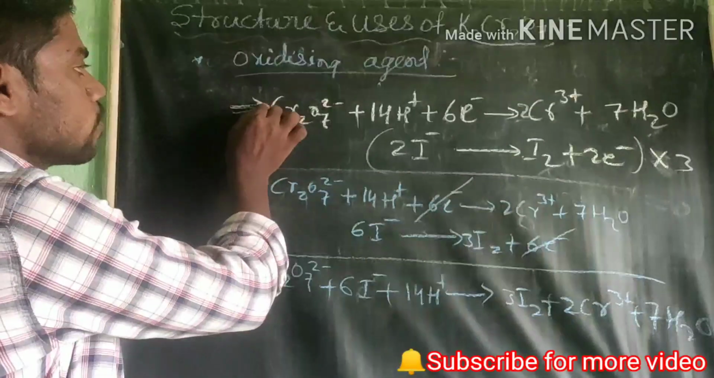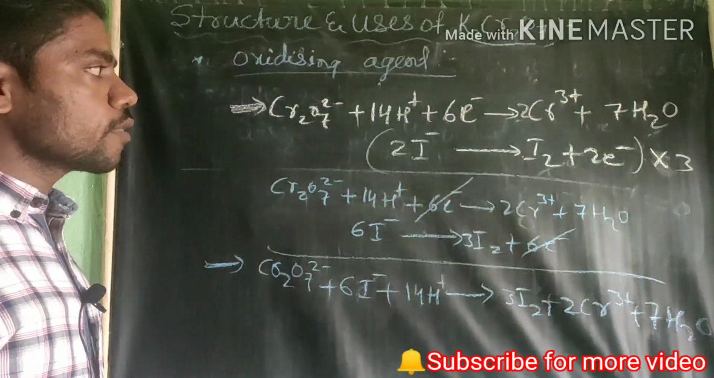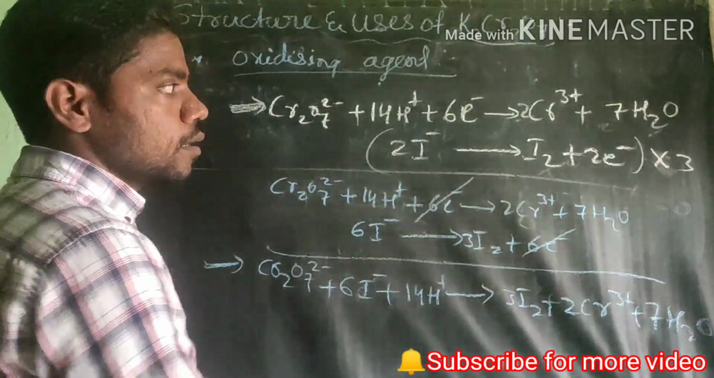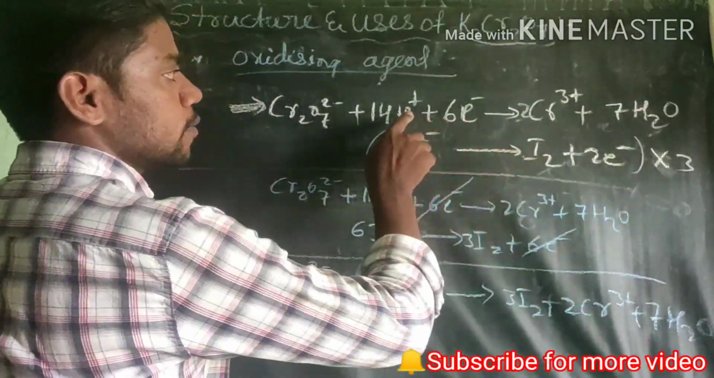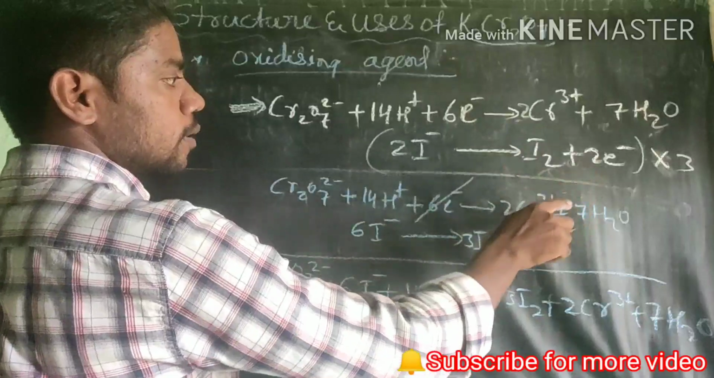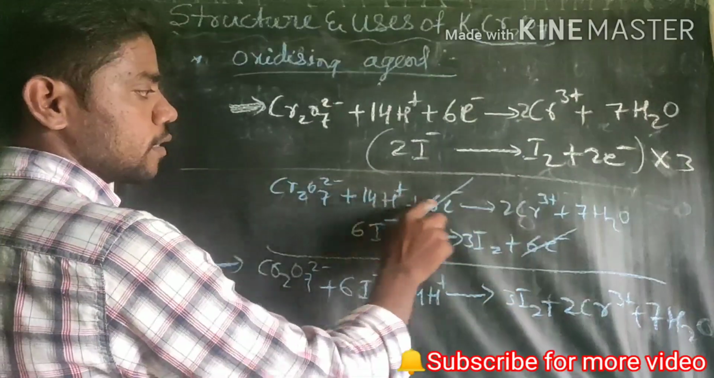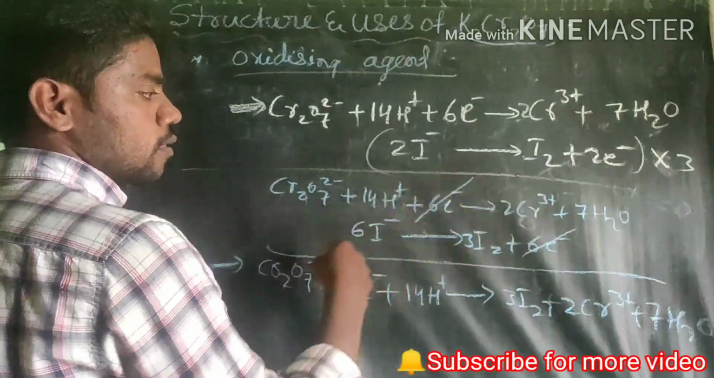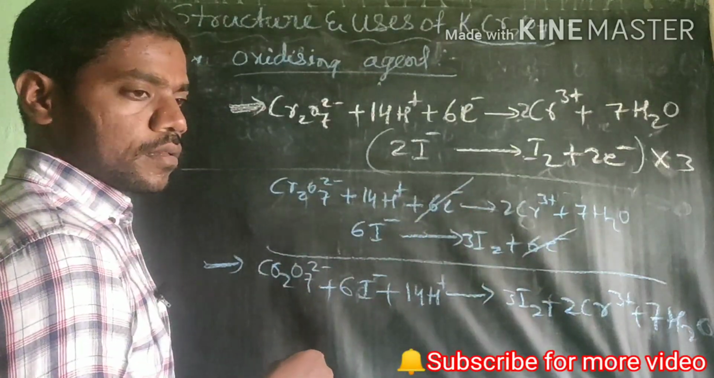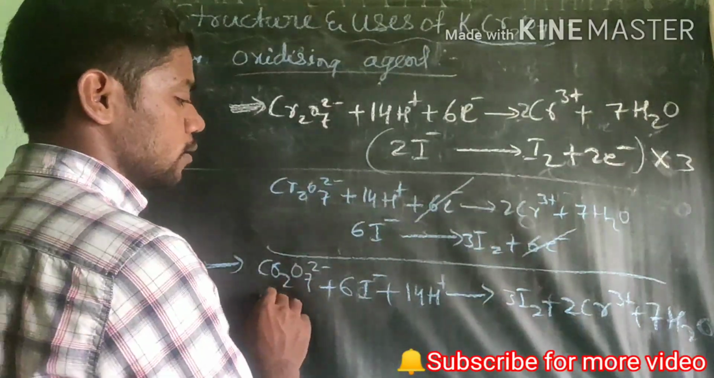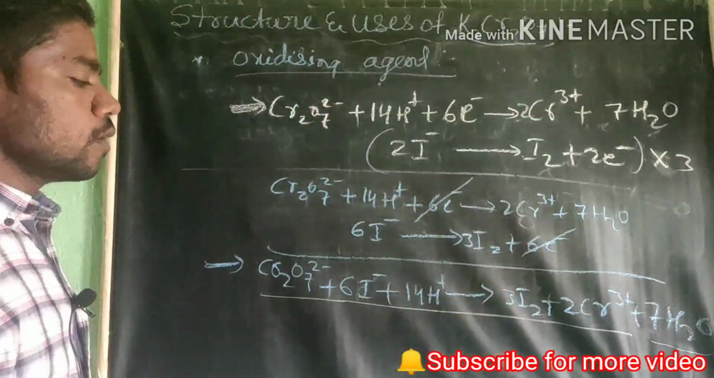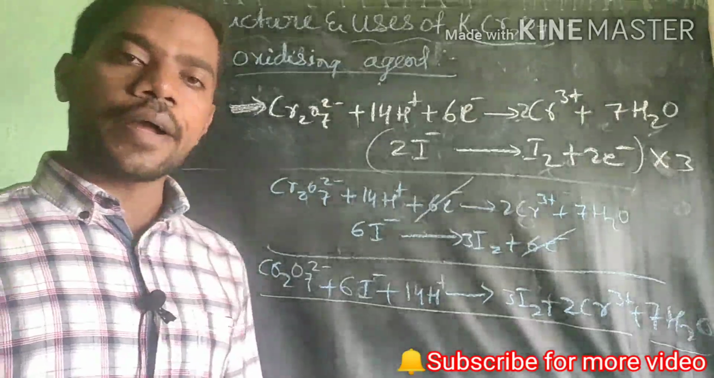We know the basic equation of the oxidizing action of K2Cr2O7, with I minus to I2 conversion with liberation of 2 electrons. Multiply this equation by 3. Why? Because there will be 6 electrons. I write the same equation again, multiplied by 3. Therefore 6 electrons on both sides are the same, so the 6 electrons cancel. Therefore this is the total overall equation for the conversion of I minus to I2, dear students.